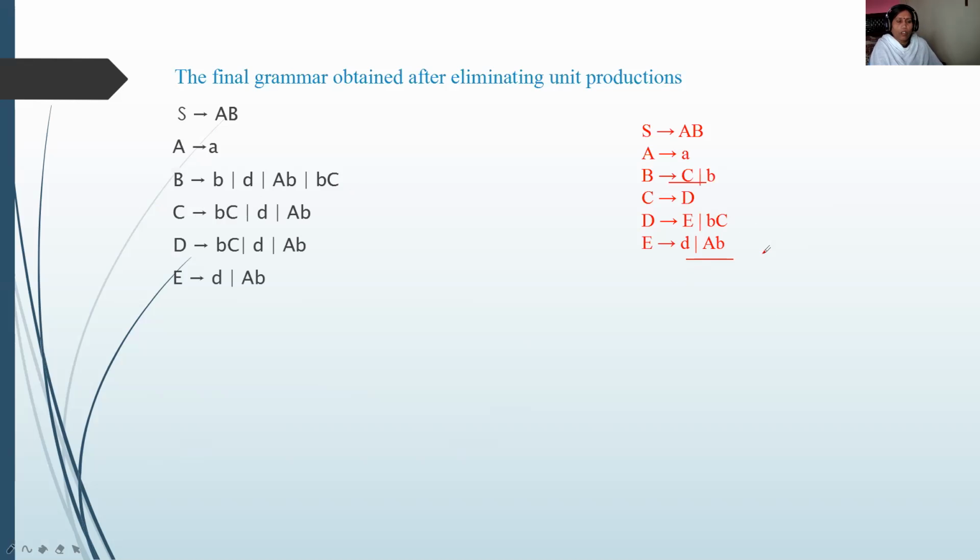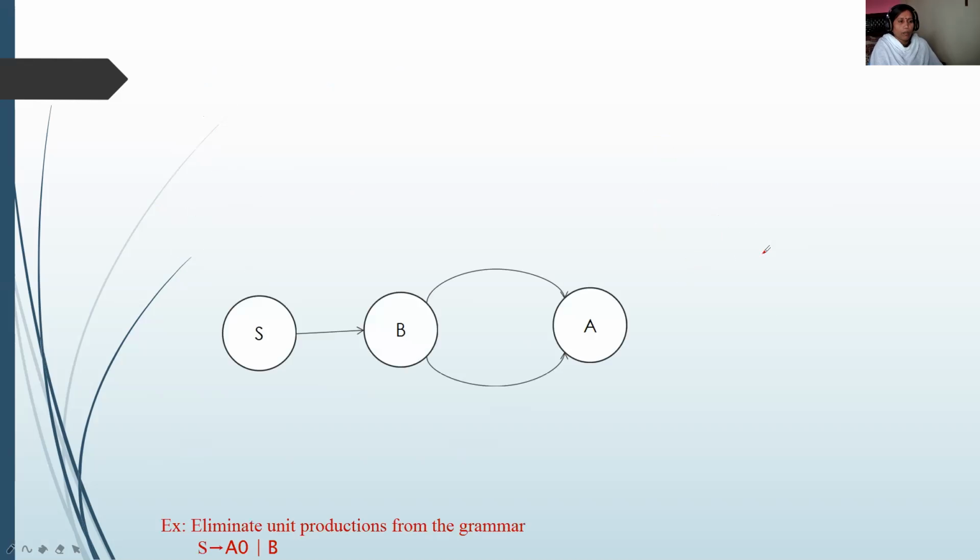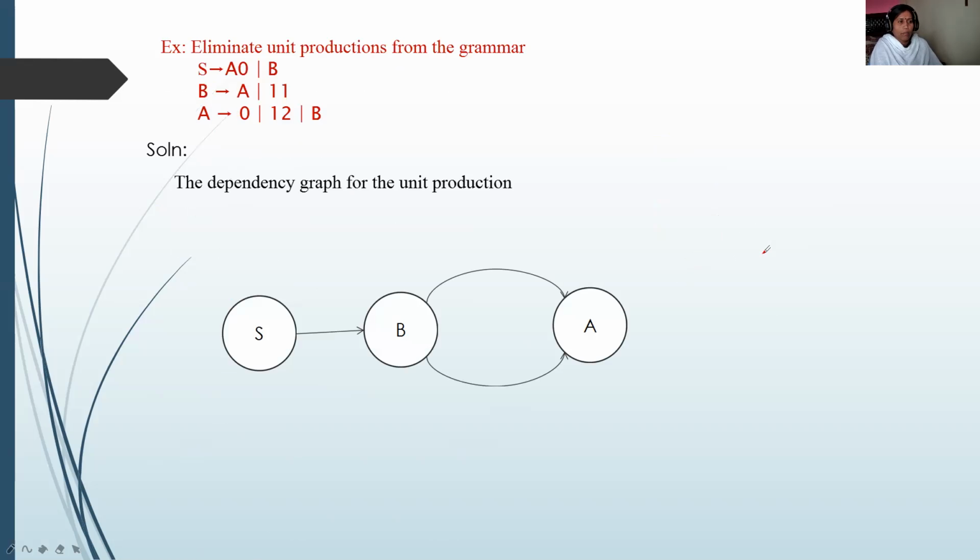This is the final grammar obtained after eliminating the unit productions. If you see one more example here: eliminate the unit productions from the following grammar. The given grammar is S produces A0 or B, B produces A or 11, A produces 0 or 1 or 2 or B. So do we have any unit productions here?